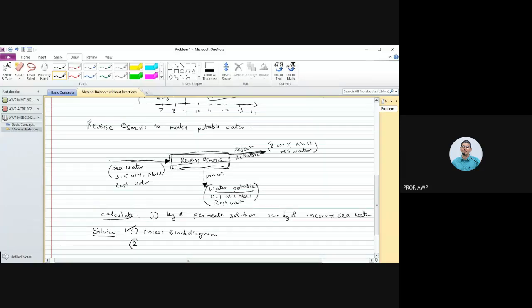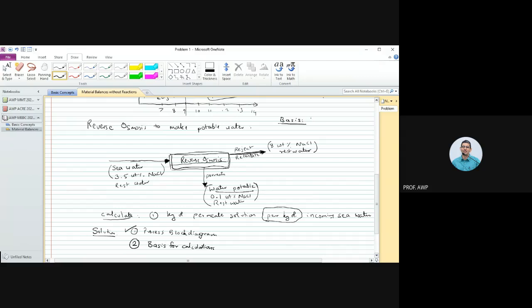The next thing that we are going to do is select a basis for calculations. In this particular case, what basis do you think we should select? 1 kg of incoming water. 100 kg of solution. Correct. So basis can be 1 kg of incoming seawater, because I want the answer in terms of how many kgs of permeate we are going to get per kg of the incoming seawater. So basis is easy to decide here.